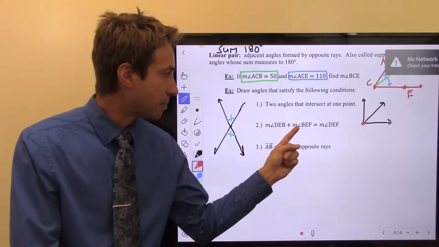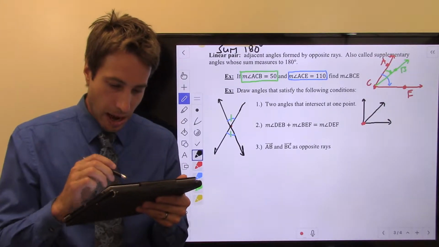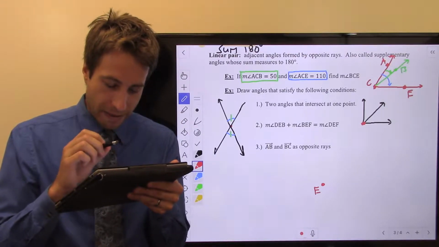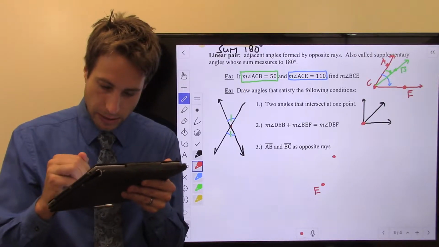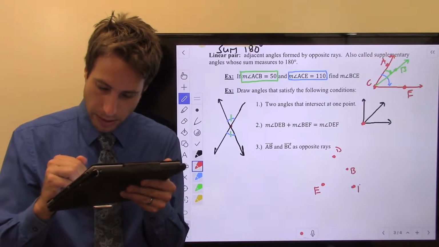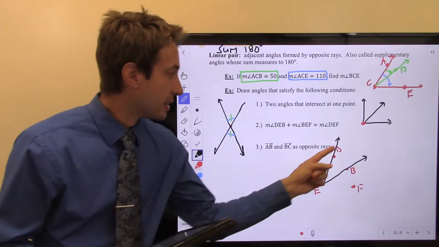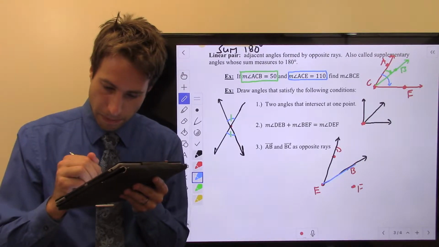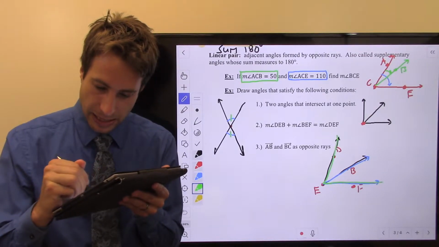Measure DEB plus BEF equals DEF. All right, awesome. Here we go. So let's do this. E has to be my vertex. Let me start there. There's E. I have DEB and then BEF. All right, so D, B, F. I am told that DEB plus BEF is equal to DEF.